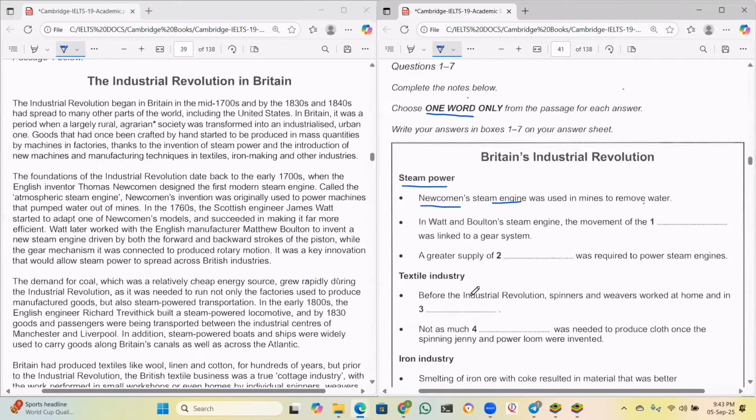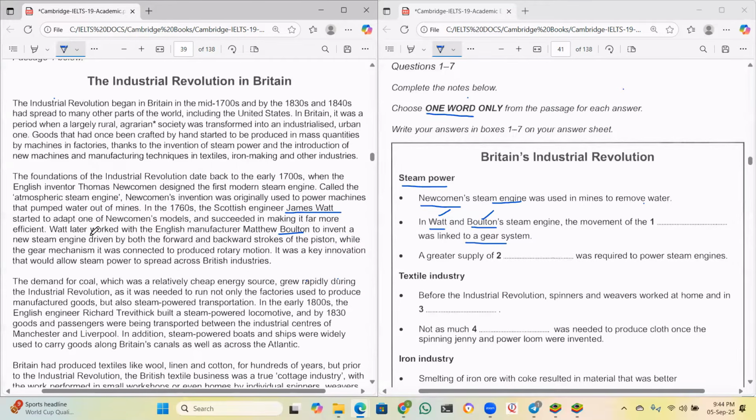Steam power: in Watt and Boulton's steam engine, the movement of dash was linked to the gear system. Now, what are the keywords here, guys? Watt and Boulton steam engine. Now, where are these two? We have to search in the paragraph. So I'll go to the paragraph and see where is Watt. As far as I can see, here is James Watt, the Scottish engineer, and then we have this Boulton here. Let's read this and then we'll understand.